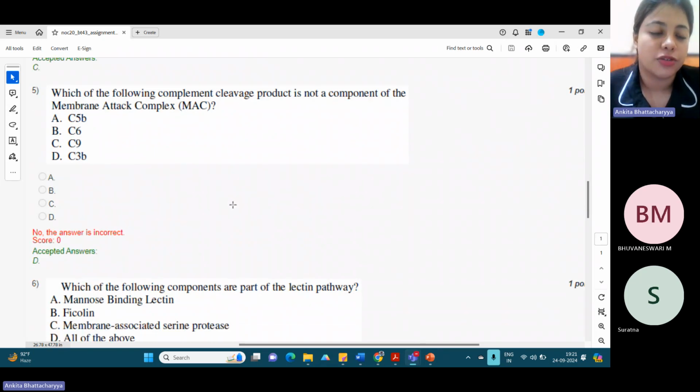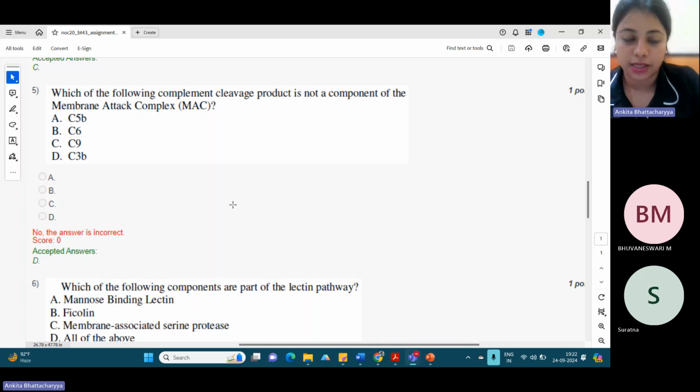Coming to question 5. Which of the following complement cleavage products is not a component of the MAC, or the membrane attack complex? So we have C5b, C6, C9, and C3b. Again, this is a very easy question. Even if you don't remember what the MAC is made up of, you know that it's definitely not C3b, because C5b has to come in, and from C5b the assembly starts.